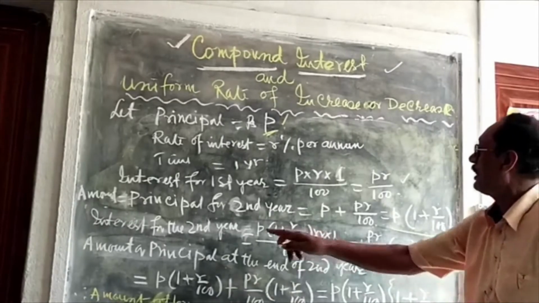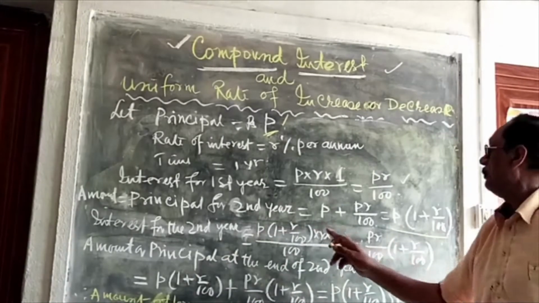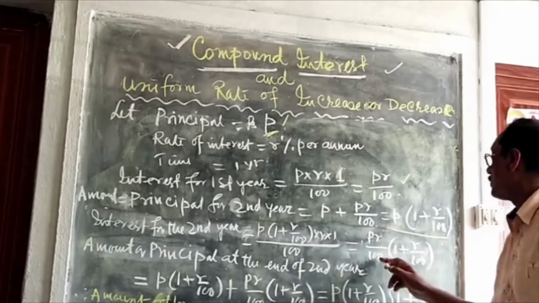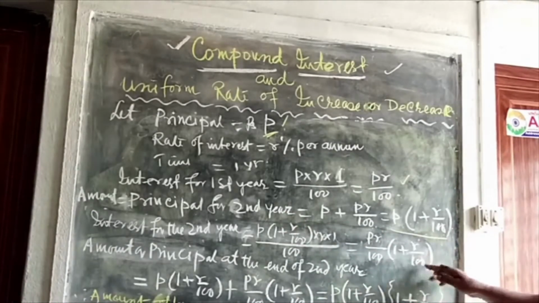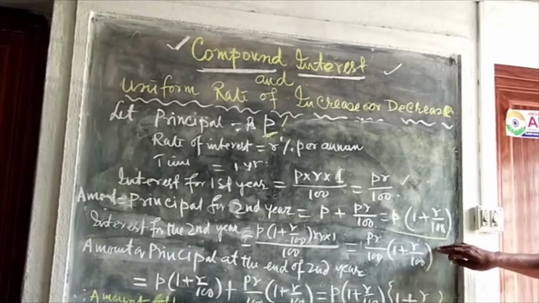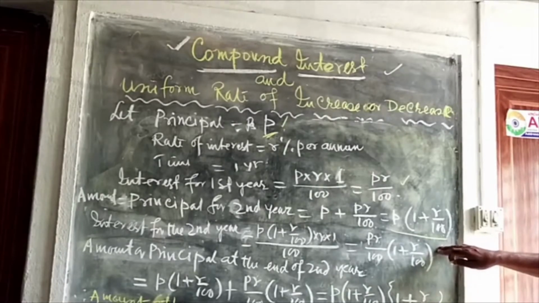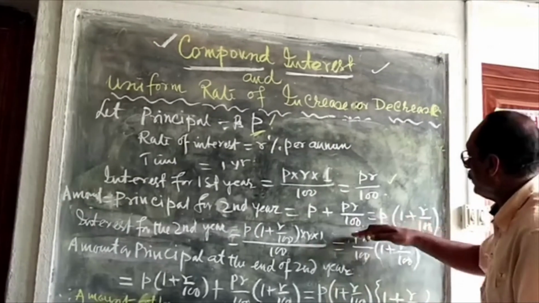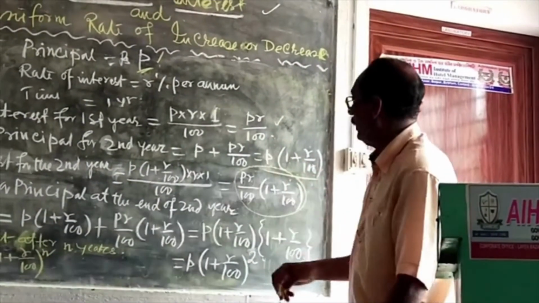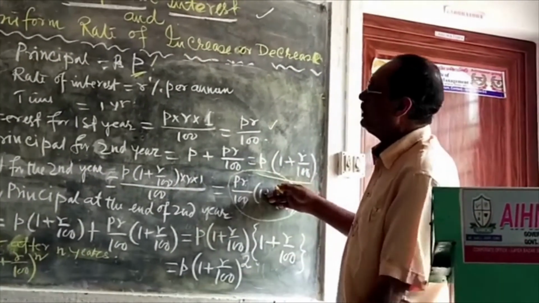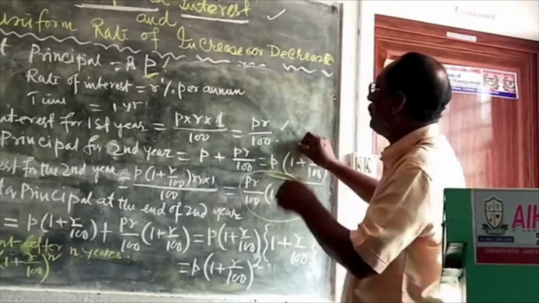This R and this P is multiplied. P into R by 100 is taken out. So what is left is 1 plus R by 100. So this is the interest at the end of the second year. Say after the end of the second year, when the interest is incurred, like this is the interest at the end of the second year.